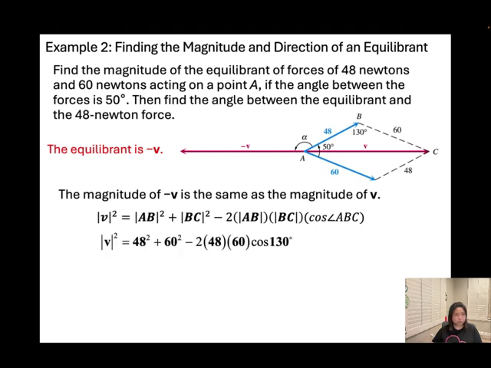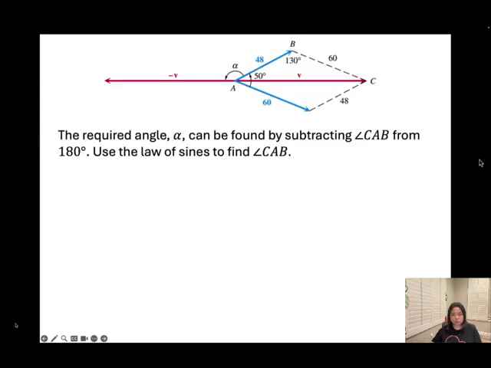Okay, check your work. You should get V equal to about 98 newtons. Okay, we found 98 newtons in here. And we are not done yet, right? We want to find the angle alpha.